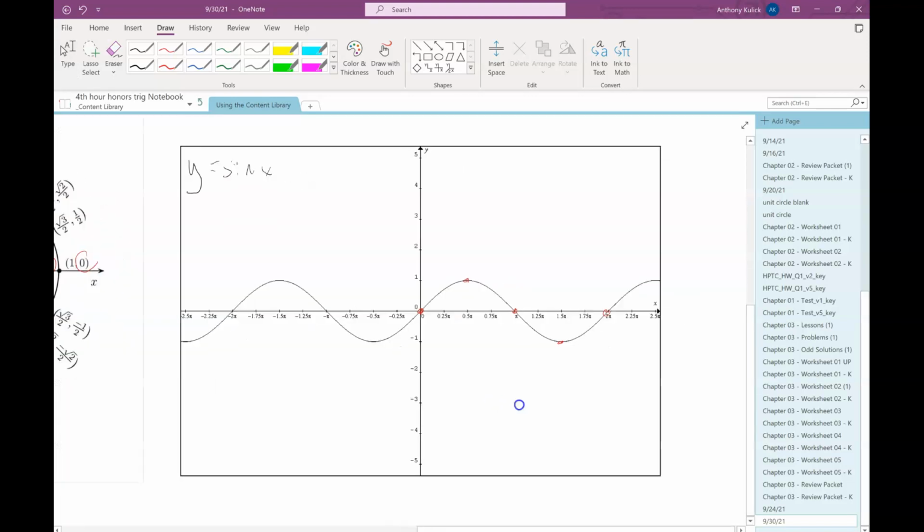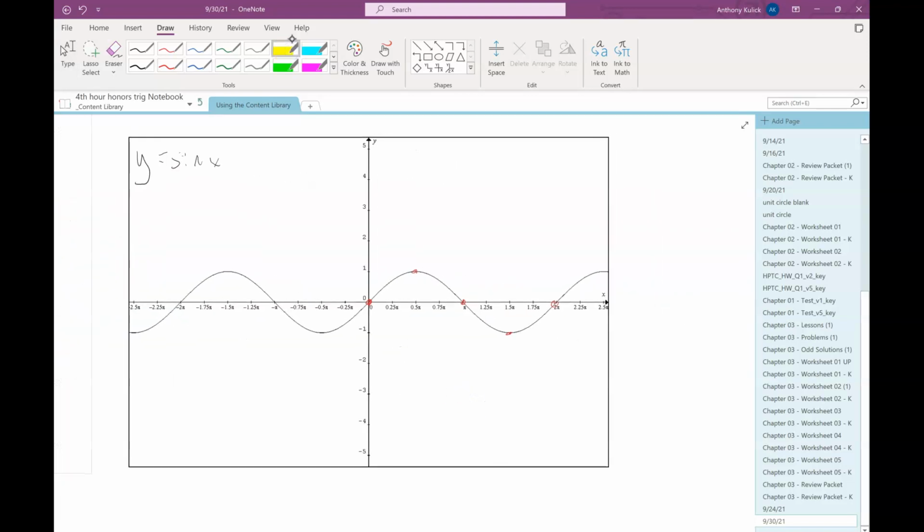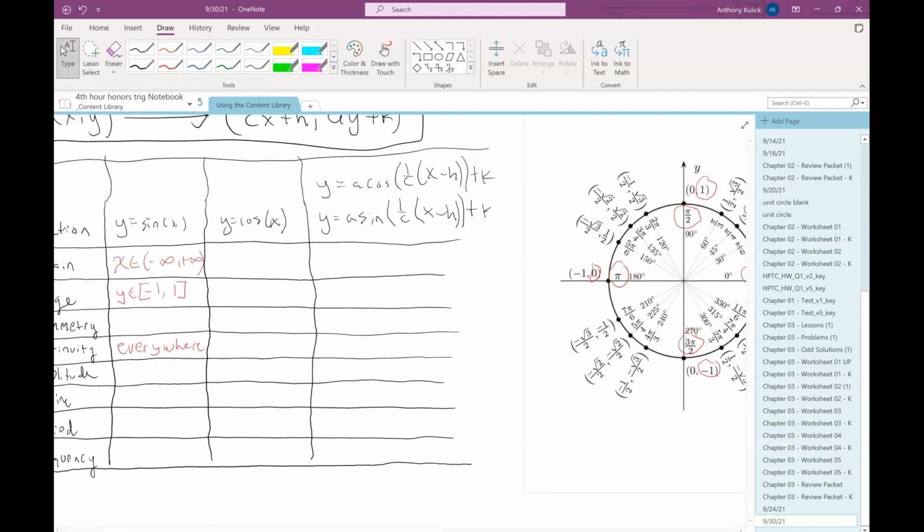So let's take a look at this picture closely. When we talk about symmetry, I notice how this part of the graph and this part of the graph are identical, right? They're like reflections of each other, right through the origin there. That kind of symmetry was the graphical equivalent of odd. So sine is an odd function.